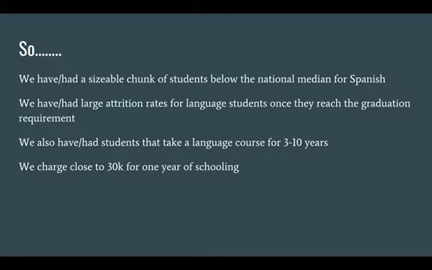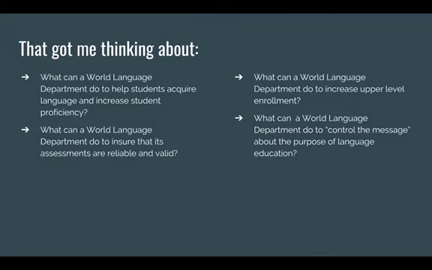We had a sizable chunk of students below the national median. Not sizable is my interpretation of it. We have large attrition rates once they reach the graduation requirement. We also have kids who've taken language anywhere from 3 to 10 years, right? And then, of course, as always, we're charging somewhere around $30,000 a year. So it gets me thinking about, from the department, what can we do? What can we do to help students acquire language and increase their proficiency? In other words, what can I do to help those 34% of kids who are continually scoring below the 50th percentile? Because for $30,000 a year, we need to do something.